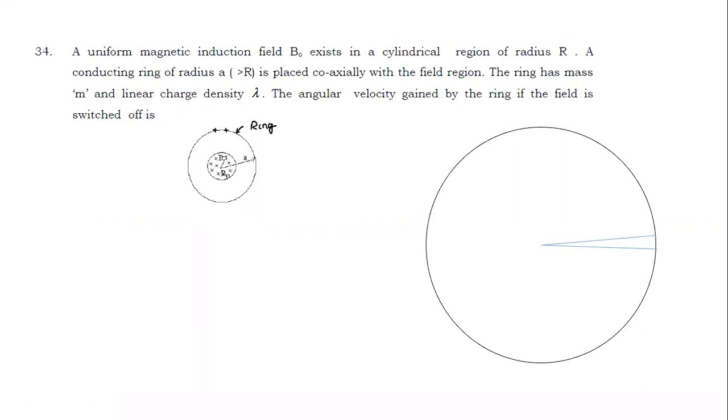So there's a field here. If we switch off the field, what does switching off the field mean? What is the effect of switching off the magnetic field? The magnetic field is changing. So this question relates to two things: change in magnetic field, and second, we need to find the value of angular velocity, omega. So it is based on rotational motion. These two things we need to apply. Whenever the angular velocity changes, it is angular velocity gain.